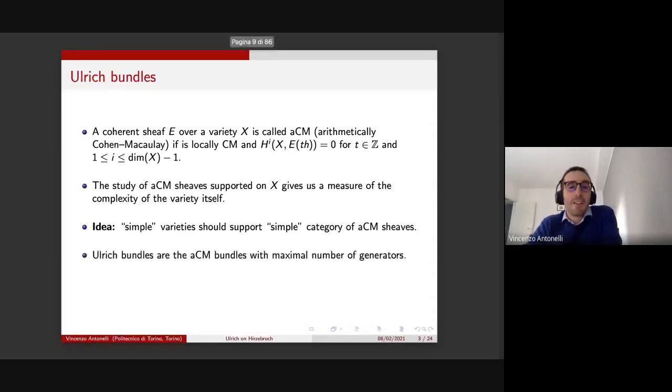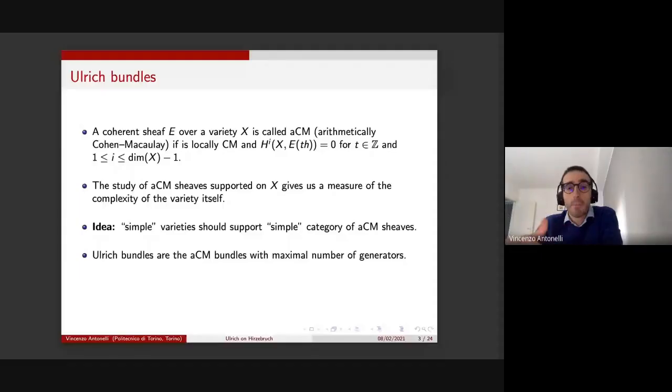Ulrich bundles are a particular kind of ACM bundles. They have the additional property of having the maximal number of generators. So if you take the module of global sections, it has the maximal possible number of generators, which is the rank of the vector bundle times the degree of the variety.